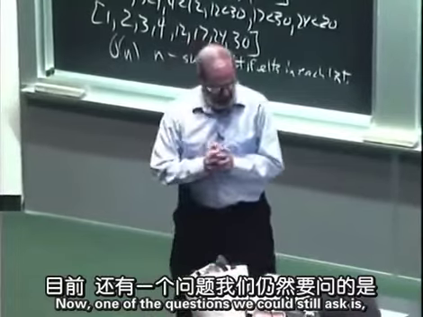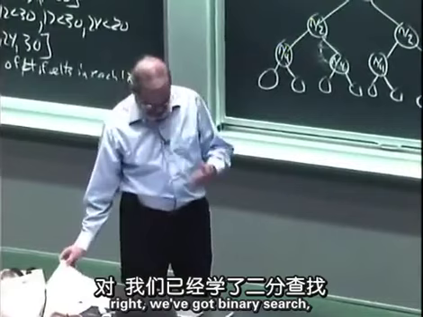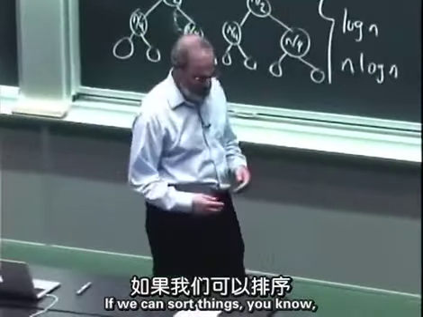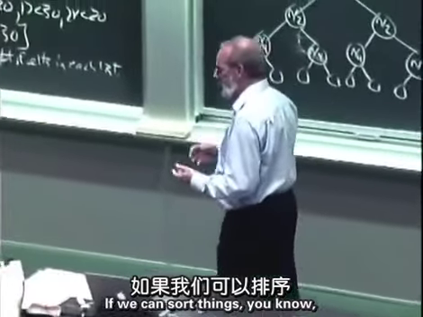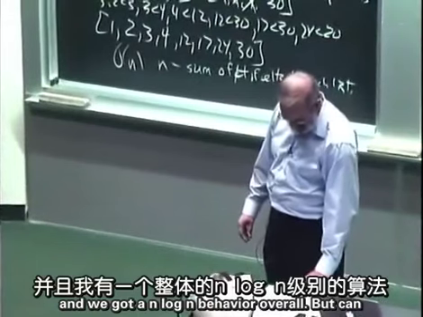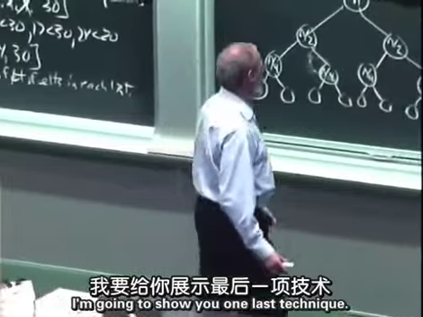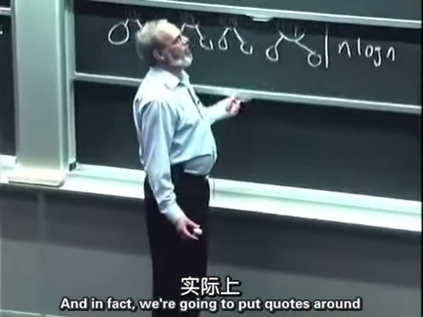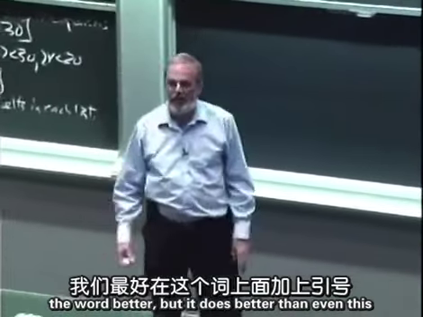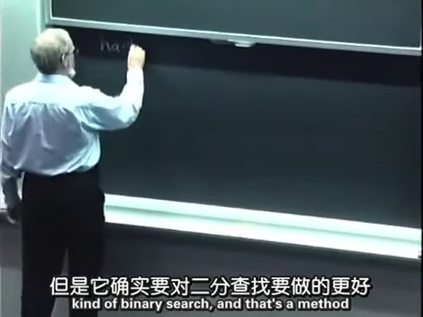Okay. Now, one of the questions we could still ask is, we got binary search, which has got this nice log behavior. If we can sort things, we get this n log n behavior overall. But can we actually do better in terms of searching? And I'm going to show you one last technique. And in fact, I'm going to put quotes around the word better, but it does better than even this kind of binary search. And that's a method called hashing.